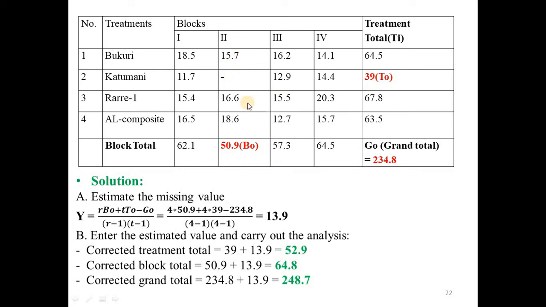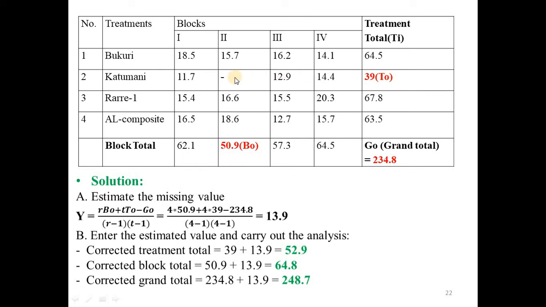Based on this, we have to arrange and estimate the treatment totals, the grand total, and also the block totals. Block total is calculated row-wise, so rows 1, 2, 3, 4 give the block totals, whereas columns 1, 2, 3, 4 give the treatment totals for each variety. So variety 1 treatment total is this one, and variety 2 treatment total is this one.